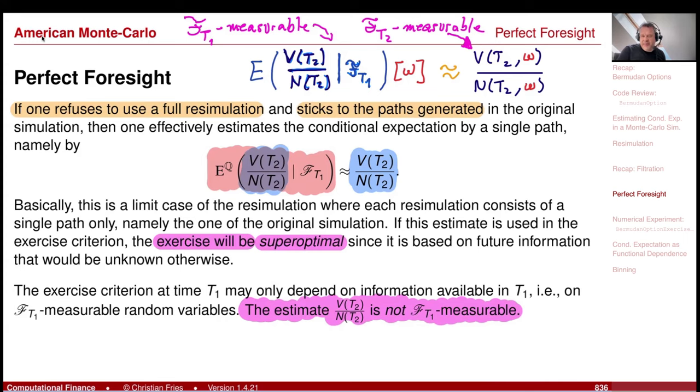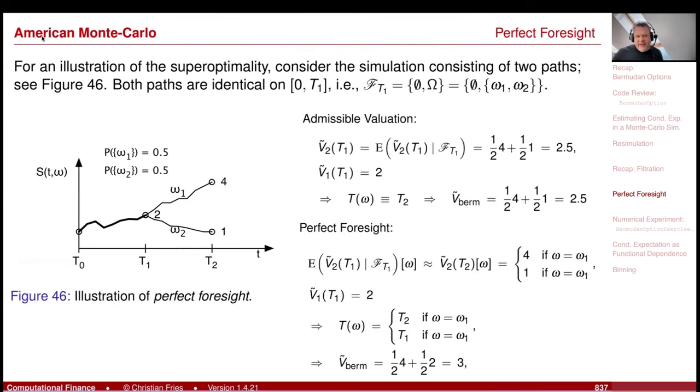I have a very nice simple example here. So consider that I just have two sample paths, omega 1 and omega 2. I'm simulating a stock and I have two exercises. I can exercise in T1 and in T2. So assume the sample paths are now such that from T0 to T1, they agree in value. So the stock moves here to say 2. And then they deviate. One sample path goes up, the stock moves to 4. The other sample path goes down, the stock moves to 1.